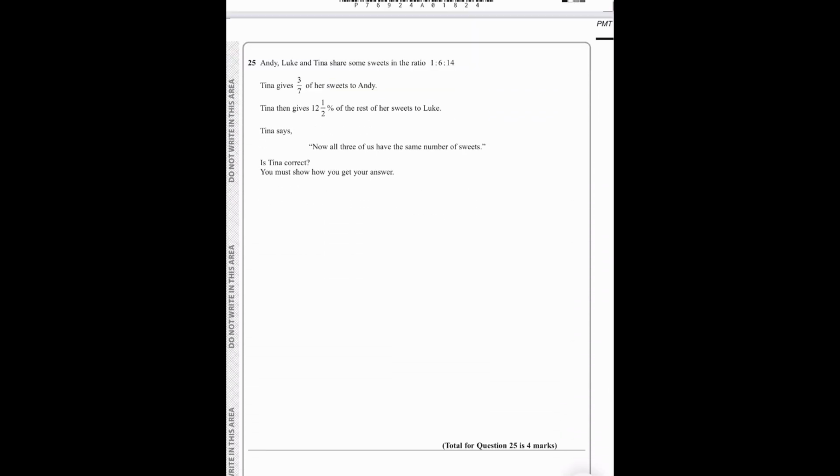Andy, Luke and Tina share some sweets in the ratio 1, 6, 14. So Andy, Luke, Tina, 1, 6, 14. Tina gives 3/7 of her sweets to Andy. So 3/7 times 14 gives me 6. So she gives 6 sweets to Andy.